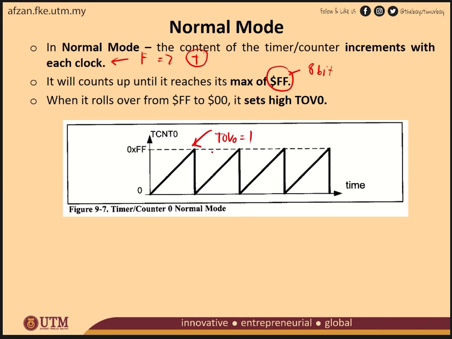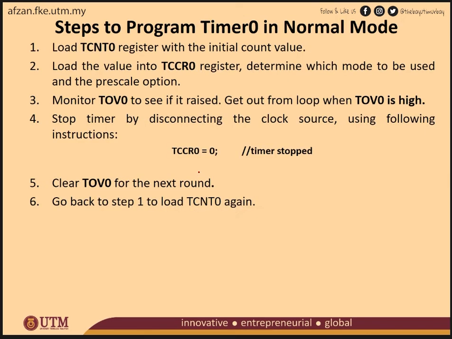And then you're going to start again. How to start again? You need to load again the value of TCNT and then clear your TOV flag, and it will keep repeating. You keep generating your delay. So these are the steps to program timer 0.